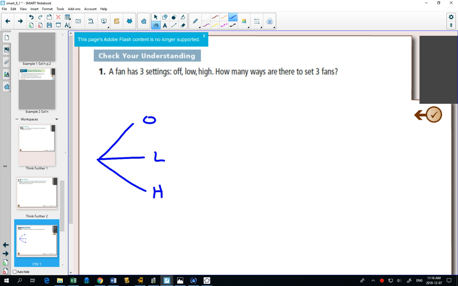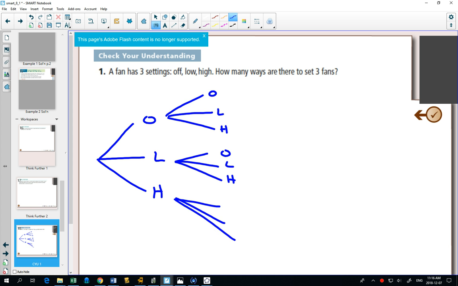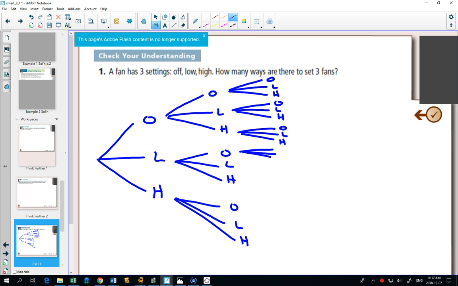Then it doesn't matter what I set fan number 1 at. Fan number 2 also has 3 options. And then fan number 3 has 3 options. Oh my goodness. Good thing we didn't have more than 3 fans.